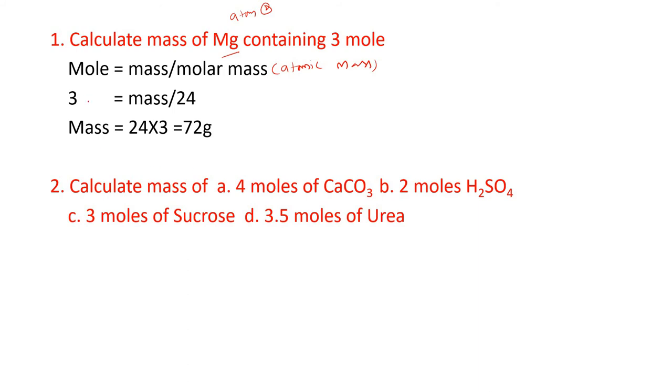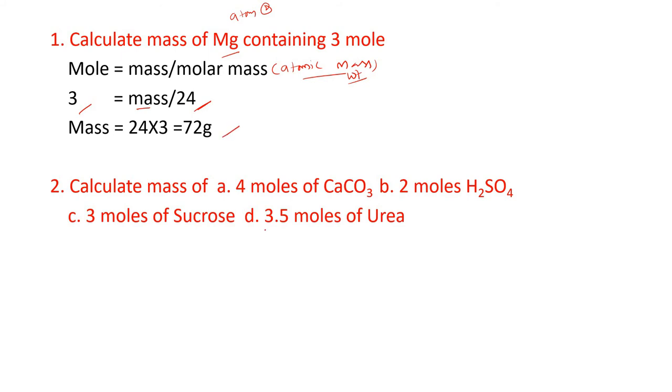Now, how many moles are given? 3 moles. What are we calculating? Mass. What is the atomic weight or mass of magnesium? It is always 24. Now, 24 into 3 is 72 grams.